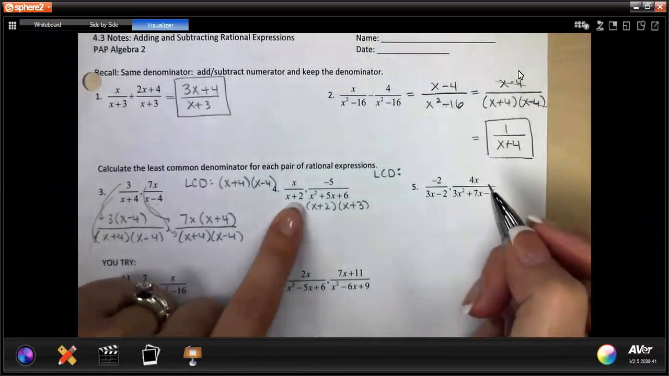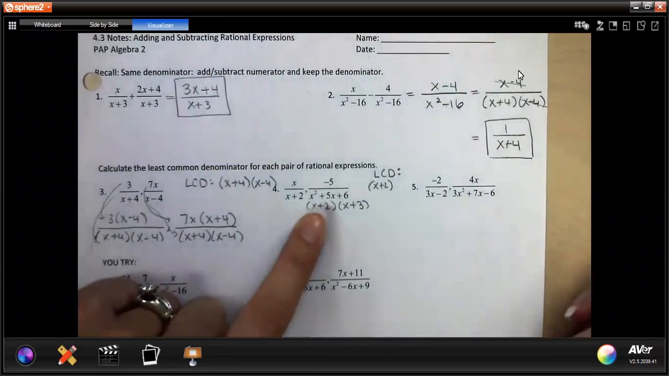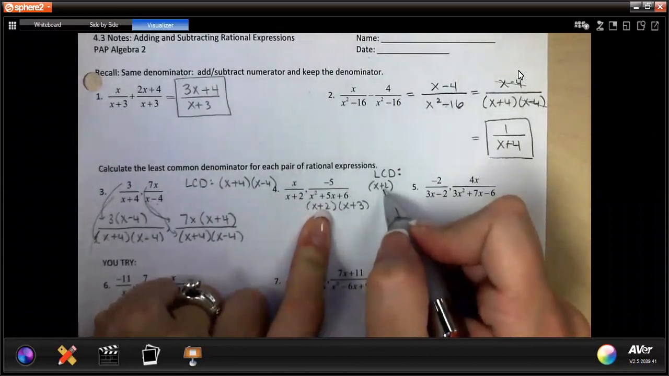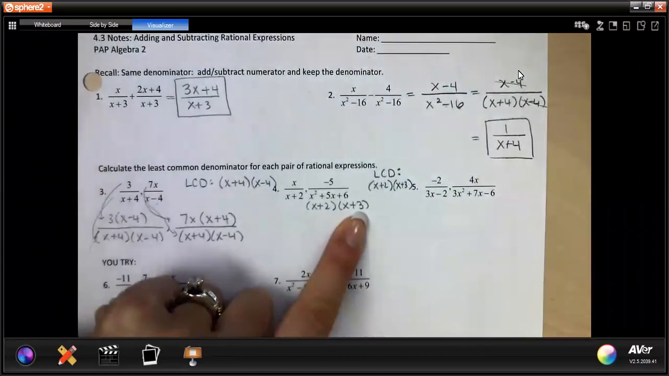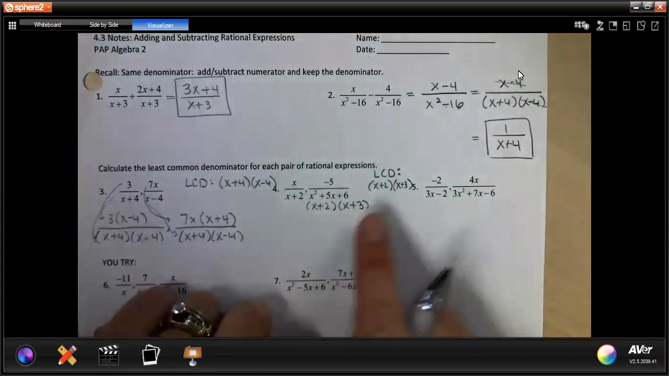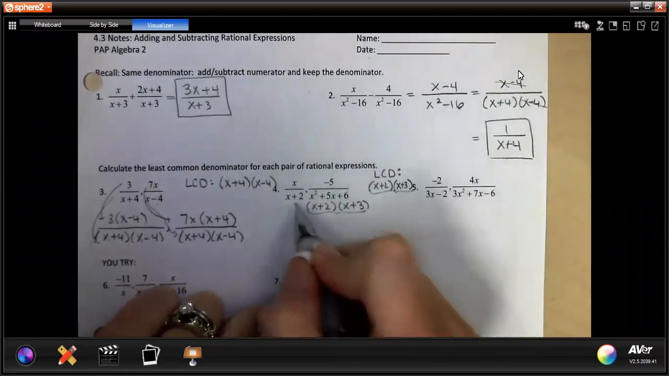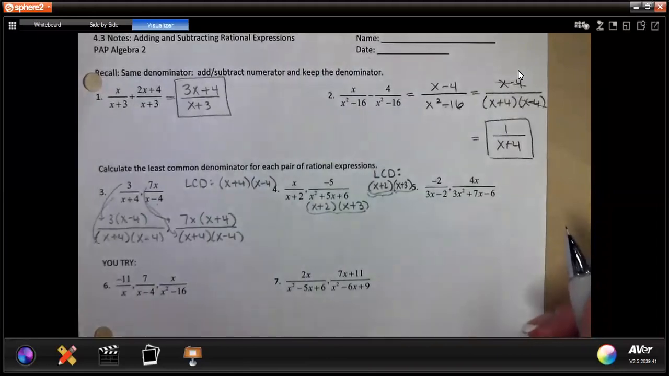I need an x plus 2 for this first one. For this second one, I need an x plus 2. Well, I already have one. And then I need an x plus 3. So we're going to multiply those two together. This whole thing goes into this, and x plus 2 goes into that first one. So that would be my least common denominator.